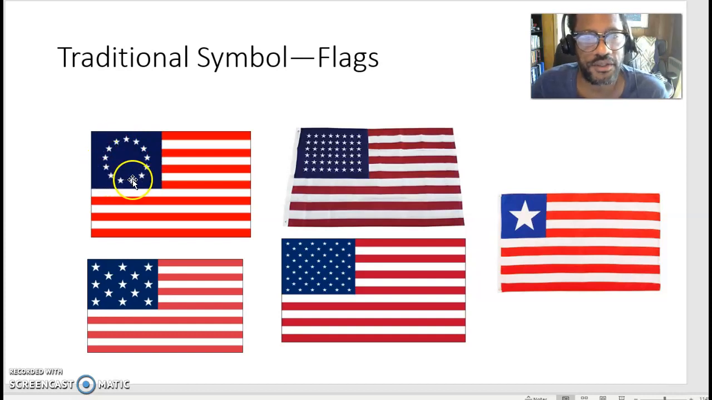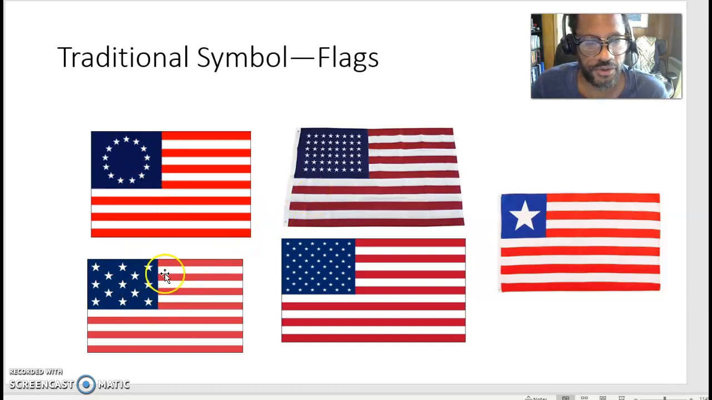And so when the United States first began, there were only 13 states, and so the flag only has 13 stars on it. Here's another flag that has 13 stars. We can arrange them differently, and these are all standard American flags.